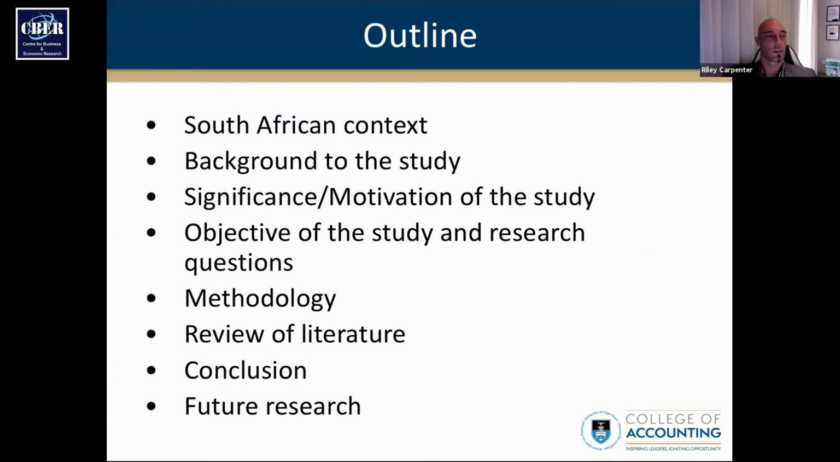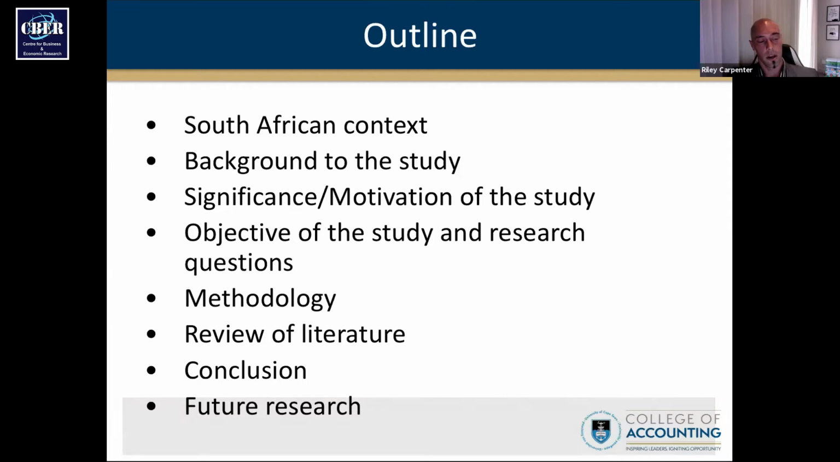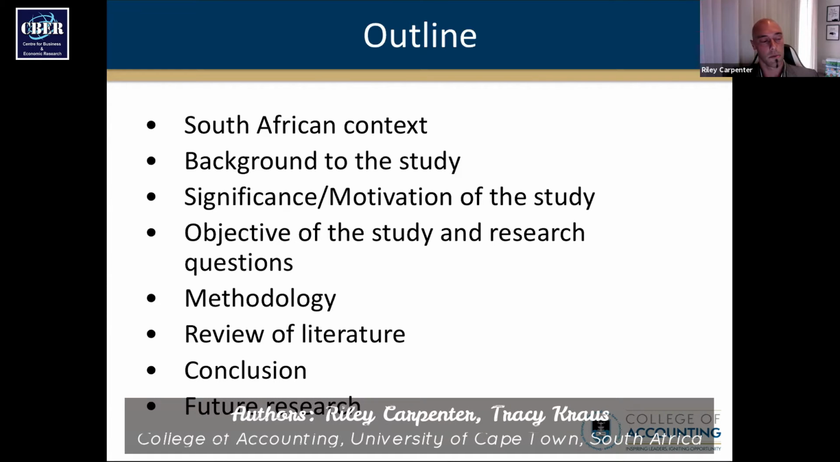The outline of the research is that I'm going to be covering the South African context first, then going through the background of the study. I'm then going to go through our motivation, and then we're going to look at the objective and the research questions. Thereafter, I'm going to go through the methodology, the review of the literature, and then I will conclude on the paper. And then interestingly, we've already run the stats. So for future research, I can then also present our stats.